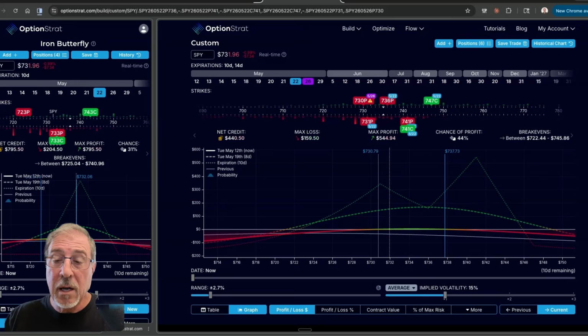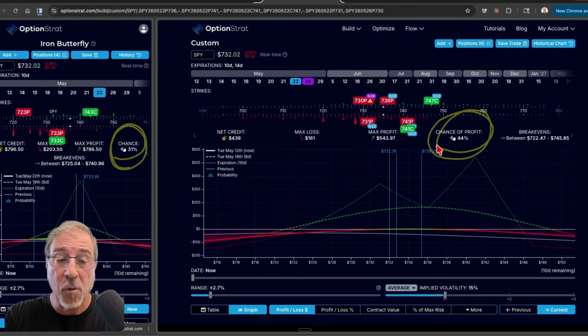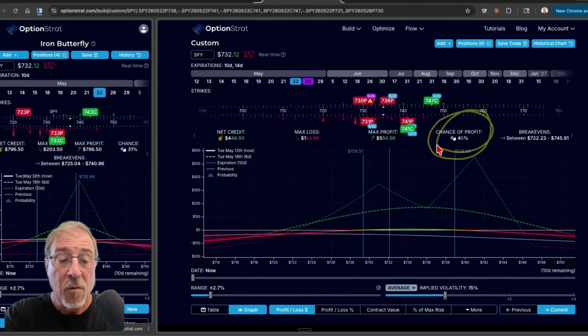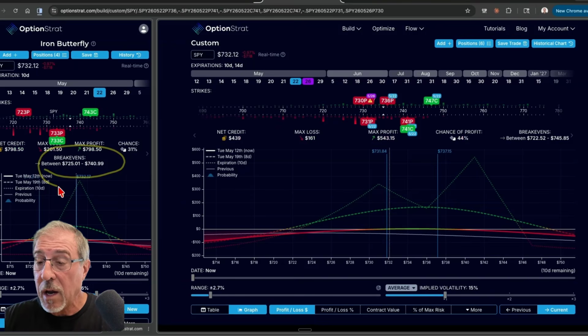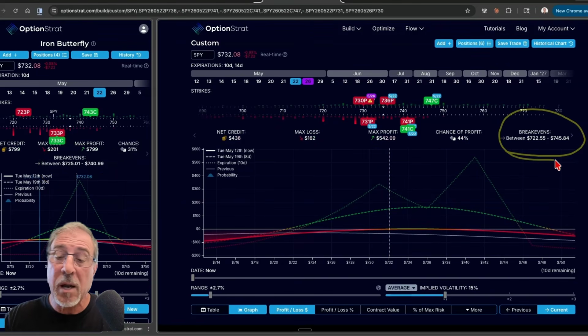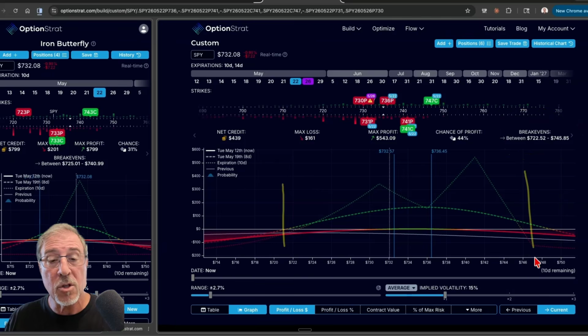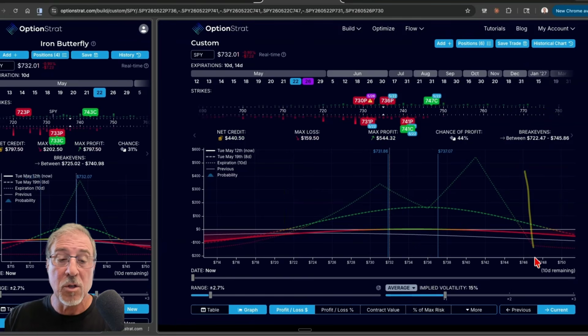So comparing these two trades, we'll see that over here, I have a 31% chance of profit. Here I have a 44% chance of profit. Remember, over here I had roughly 15 points wide. Over here, it looks like I've got about 23 points wide. So I have a much wider overall structure that I'm starting with in this trade as well.